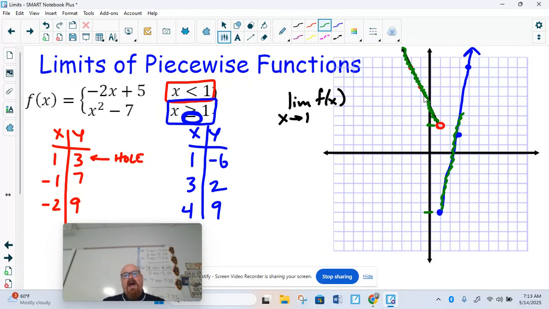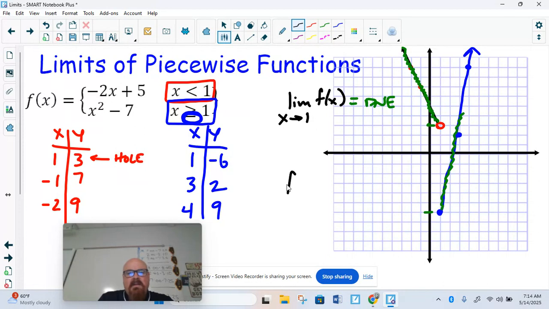Because we're not seeing that convergence, we're seeing something coming in like this and then something going up past it, we're not going to see that convergence. So we know that this limit does not exist.